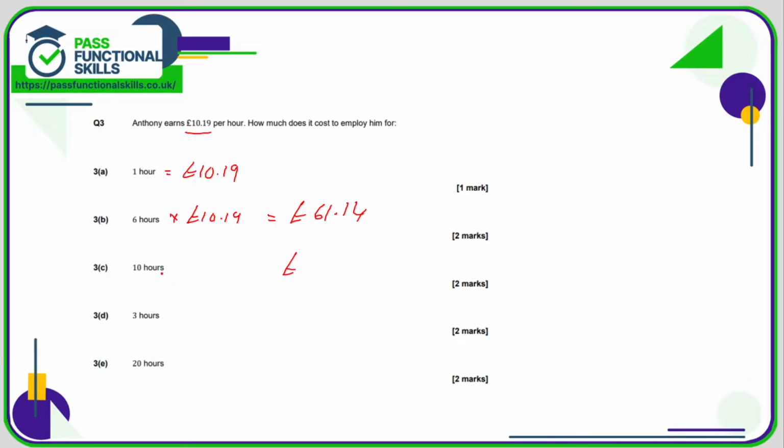This one we can do in our head. You can use a calculator for this question, but this one's quite easy. It's just 101.90. 3 hours comes to a total of £30.57, and 20 hours, well, we've got 10 hours, so you could double that or just keep it simple. 20 times 10.19, that comes to £203.80.